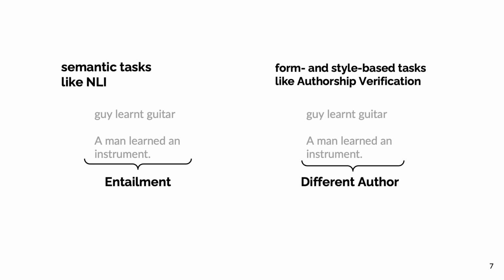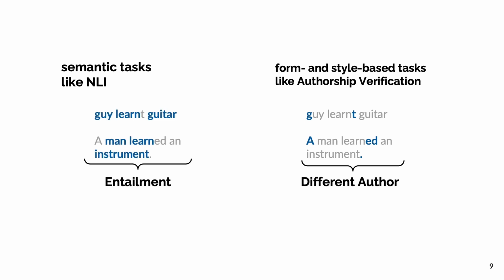Now there's also other types of tasks in NLP, which I call here form and style-based tasks, like authorship verification. Having the same two sentences would lead you to probably conclude that they were written by different authors. And that is because of different reasons. So for example, I highlighted here some that you might base your decision on. The first being learned, which is written with the American and with the British spelling, but also casing and punctuation marks might play a role here.